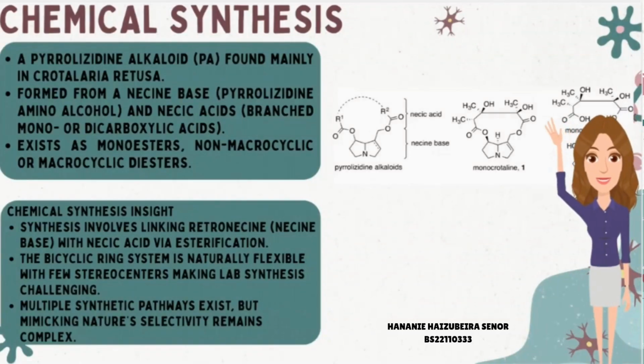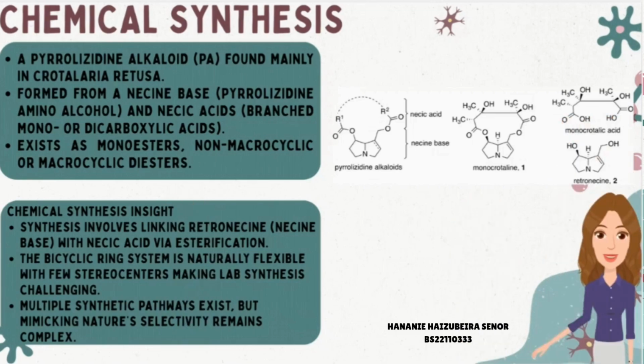Everyone, my name is Hanani Zubair Sunar with matrix number BS2211033. So today I will briefly explain the chemical synthesis of monocrotaline, a toxic pyrrolizidine alkaloid found in the Crotalaria genus.